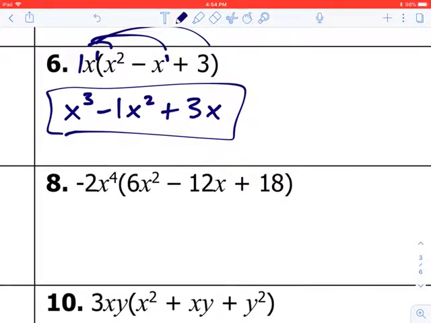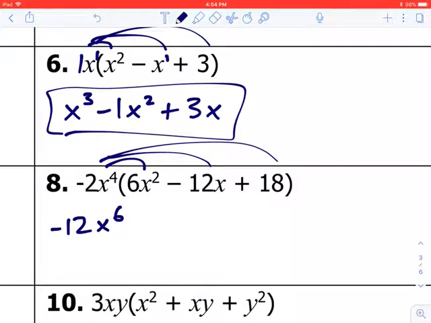Number 8, multiplying this by everything. So negative 2 times 6 is negative 12. Then add the exponents: x to the 4 plus 2 is 6. Negative times negative is positive. Negative 2 times negative 12 is positive 24. And then 4 plus 1 is 5, so x to the fifth.